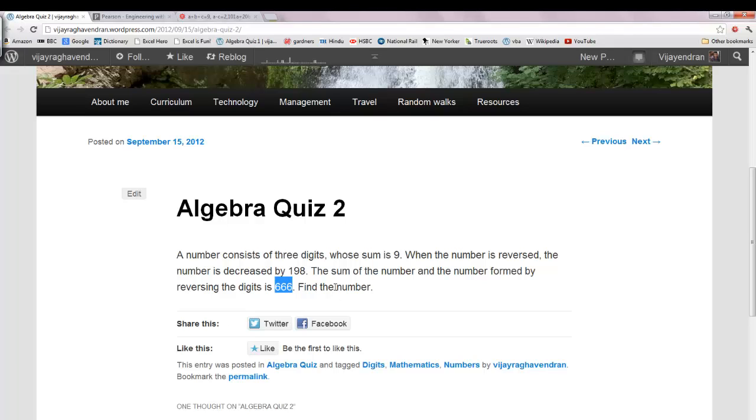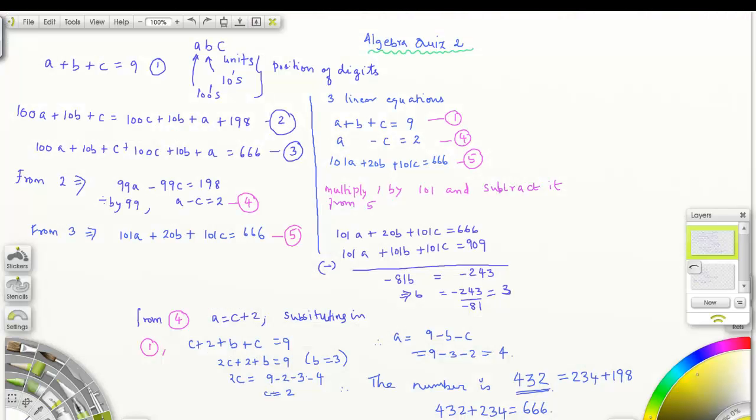Okay, we've got a 3-digit number whose sum is 9, and when you reverse the number and add the original number, you should get 666. And the difference between the original number and the reversed number is 198. So that's the problem, and let's go about doing this. I've already done this, but let me take you through the different steps. So I did the hard way.